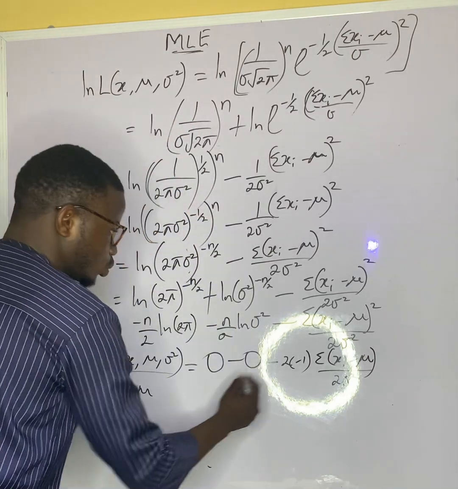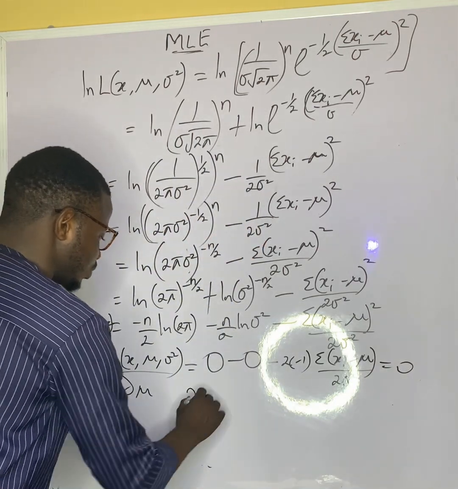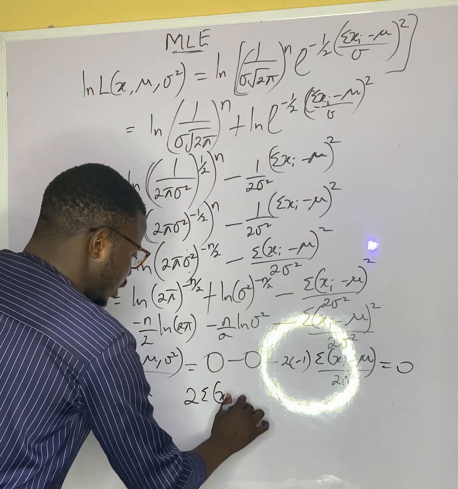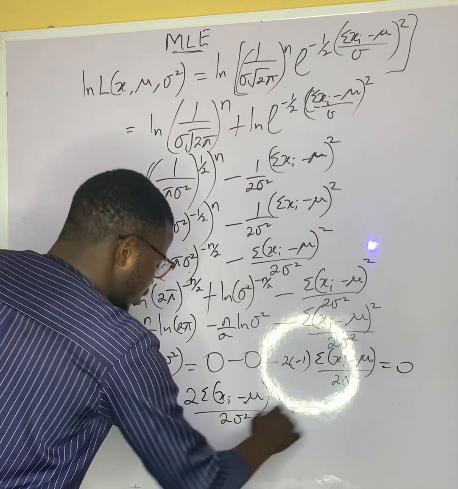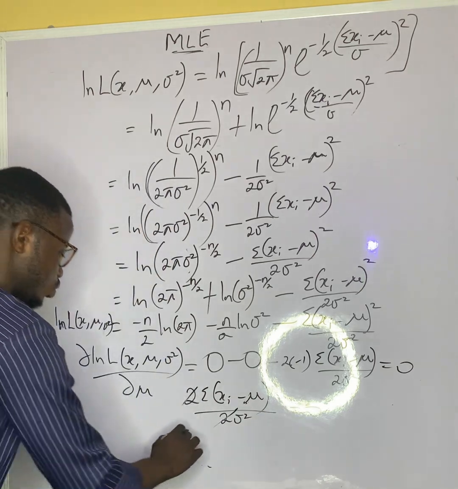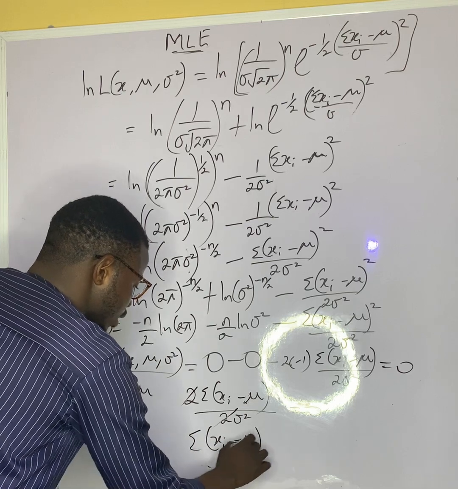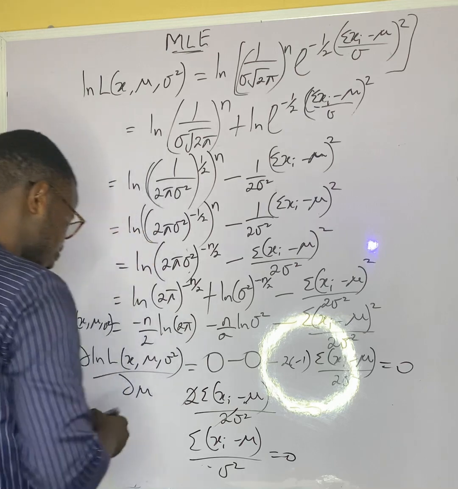So this one I think we equate to 0. Everything I will have there to be 0. So this one gives us 2 summation (xi minus mu) over 2 sigma square equals 0. So these two will cancel these two. So we now have summation (xi minus mu) over sigma square, which is equal to 0.